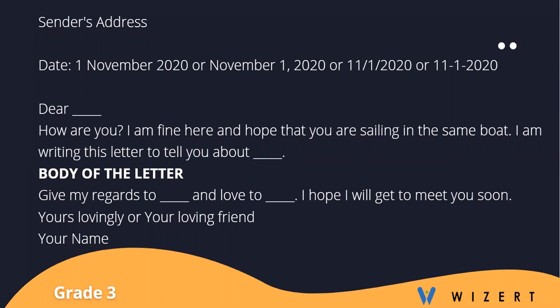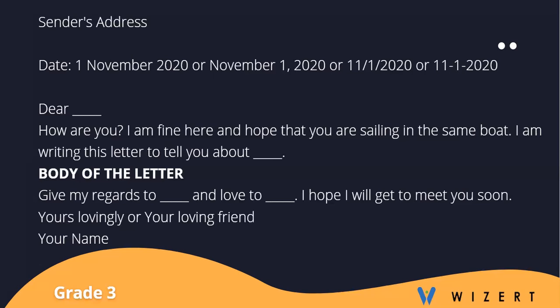So either I can say 1st November 2020, or I will say November 1, comma, space 2020, or I can first write the month and then the date. So 11/1/2020, or instead of a slash, I can also use a hyphen and write the month and then the date, 11-1-2020. After writing the date, I again have to leave one line and then I will write dear dash. On this dash, you need to fill in the name of the person to whom you're writing the letter. For example, if you're writing to your mother, you could say dear mother, dear mom, or dear dad. Or if you are writing to a friend, then you can write their name.